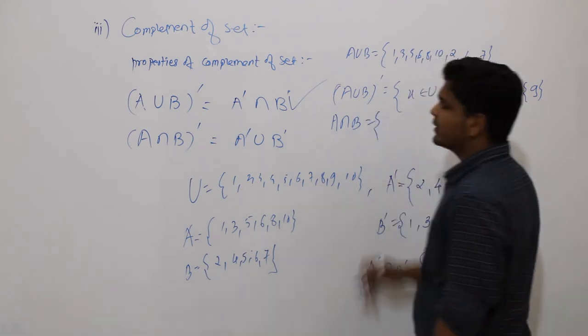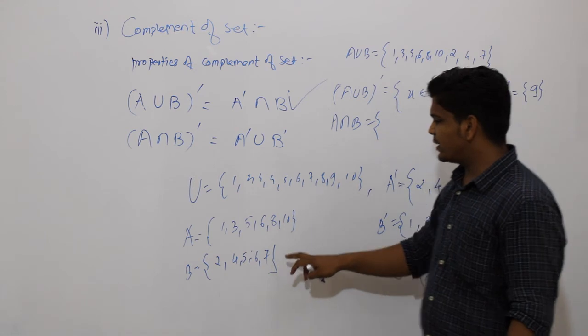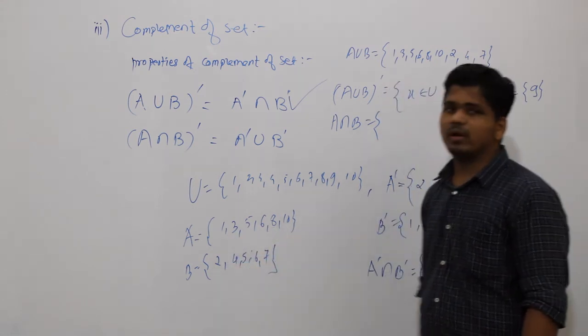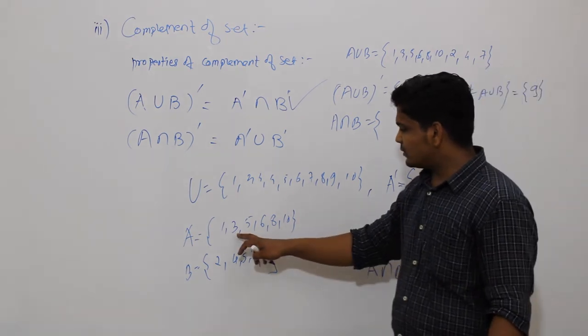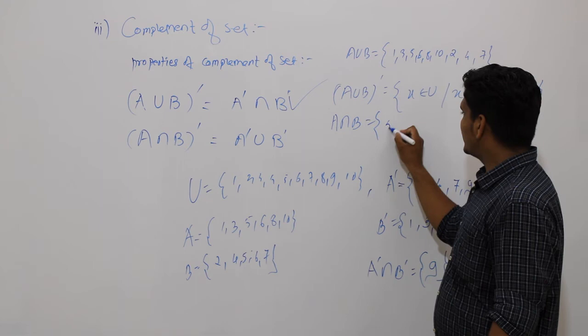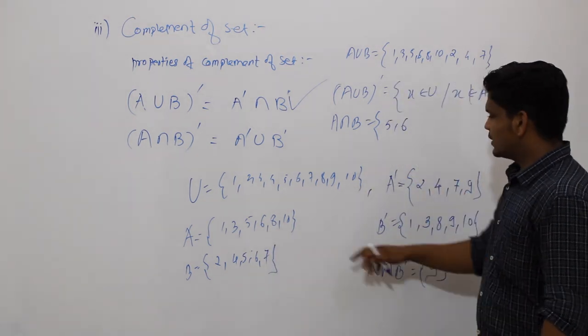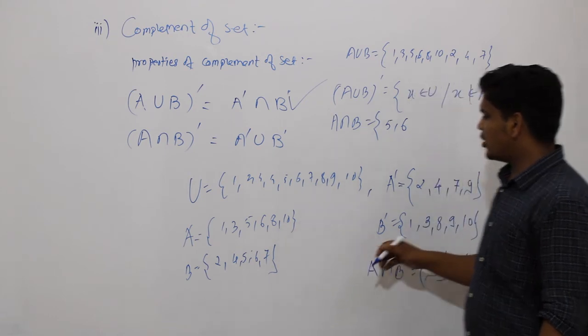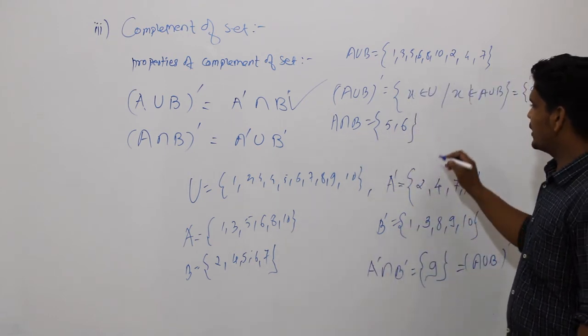What does A intersection B consist of? Common elements of A and B. Look here, A is there, B is there. 1 is in A but 1 is not in B. Therefore, I will not take 1 in A intersection B. 2, 3 is there but 3 is not in B. 5 is there, yes, 5 is there in A intersection B. Also, 6 is in both. Therefore, I will take 6. Now 7 is not there, therefore I will not consider it. Meaning A intersection B has become 5 and 6.